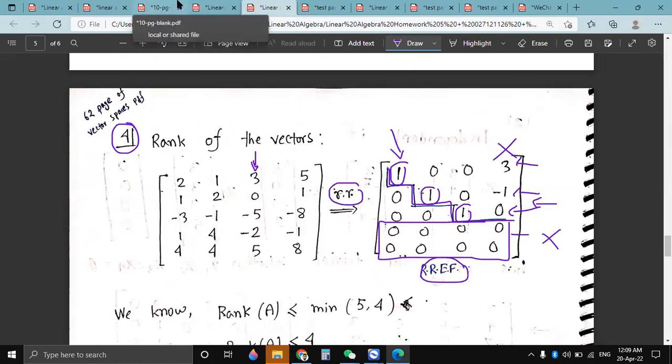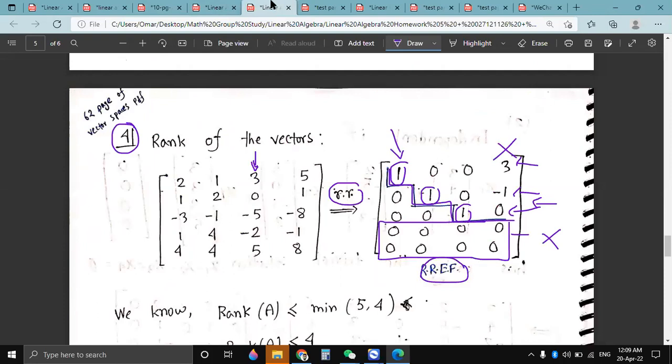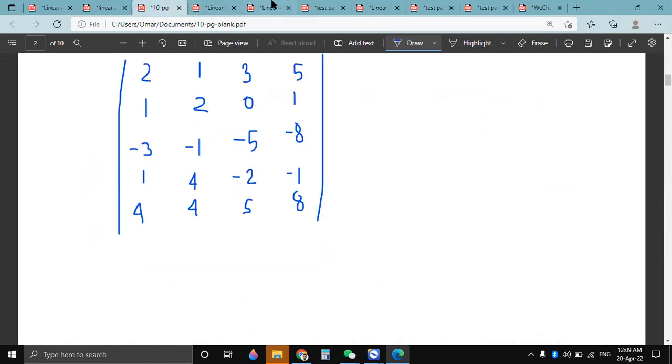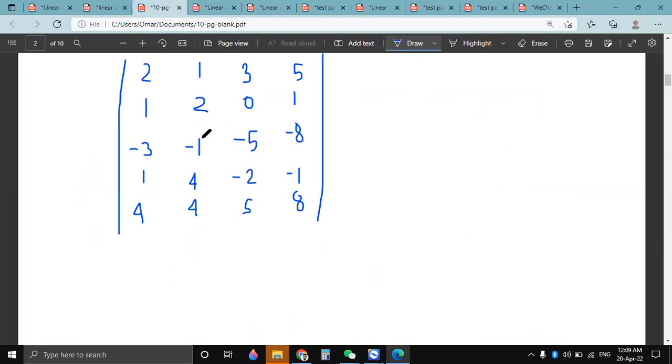2 1 minus 3 1 4. 2 minus 1 4 4. 3 0 minus 5 minus 2 5. 3 0 minus 7. And then 5 1 minus 8 minus 1 8.